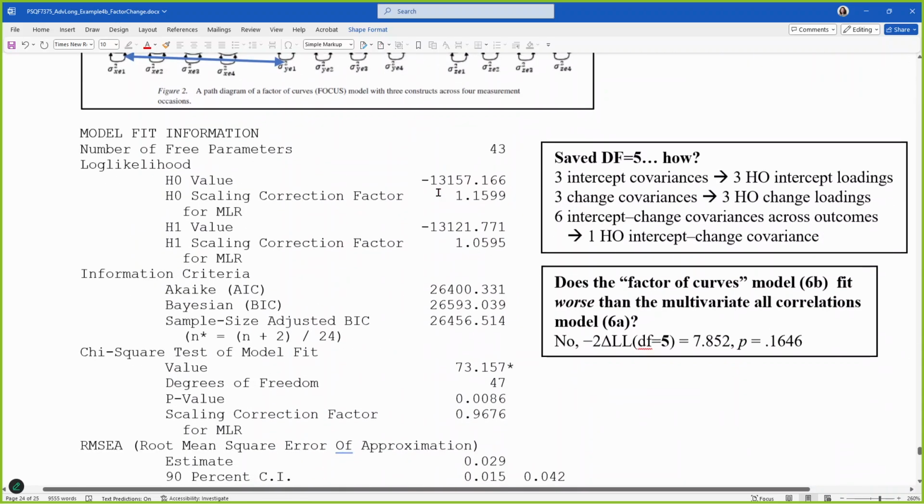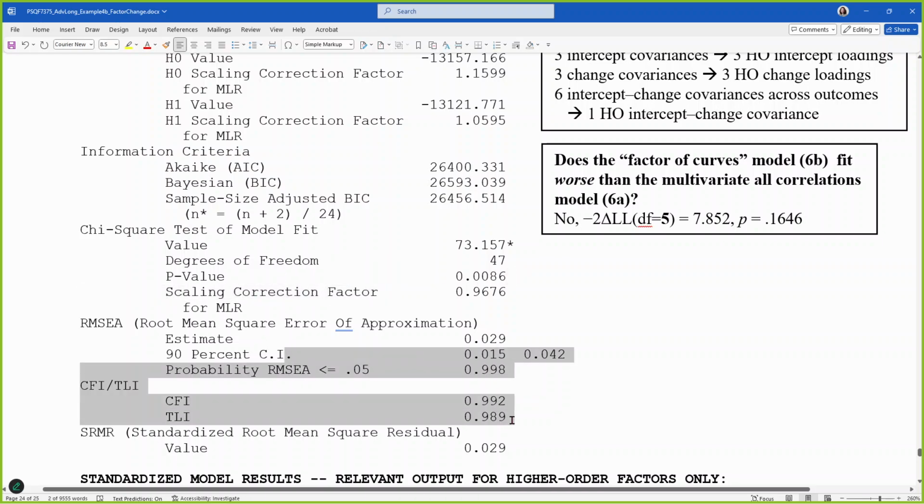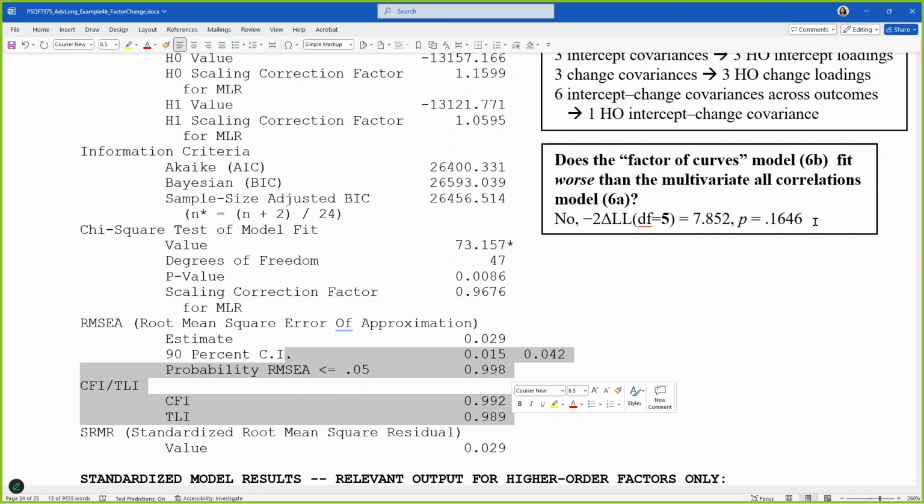Ta-da! How'd we do? Model's still not happy. Fit's still pretty decent. Does it fit worse than the previous model? No. So this is good. It means that having a higher order intercept and slope adequately explained all of the covariances among the intercepts and slopes for each outcome.